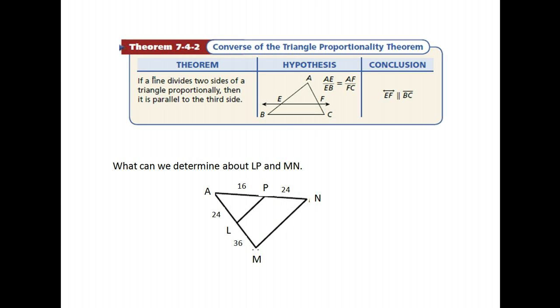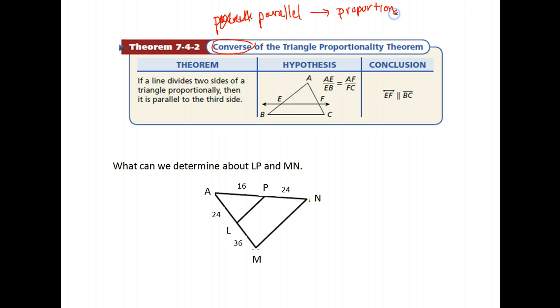Right, here we have the converse of the triangle proportionality theorem. Now, anytime you have a converse, it just means you've changed the direction of your theorem. So previously our theorem said if you had the parallel line to the third side, and that's spelled incorrectly, let me fix that. If it was parallel, then you had proportional parts.